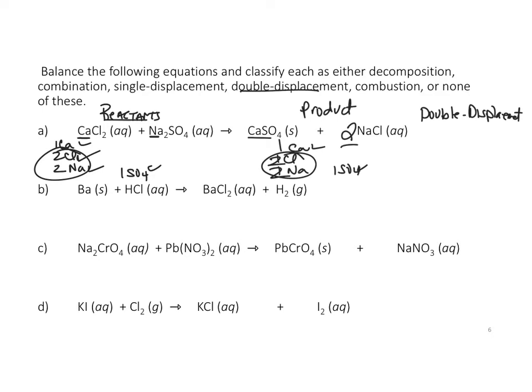All right, the next one. We have one element and one compound, and then on the product side we have one compound and one element. The barium is being displaced by the hydrogen. So this is a single displacement.